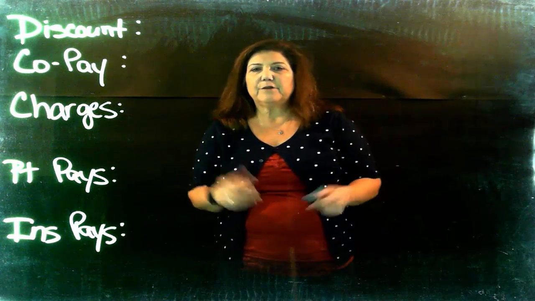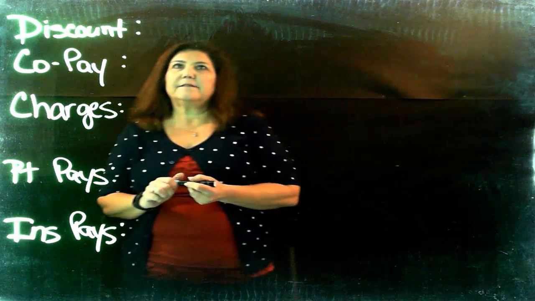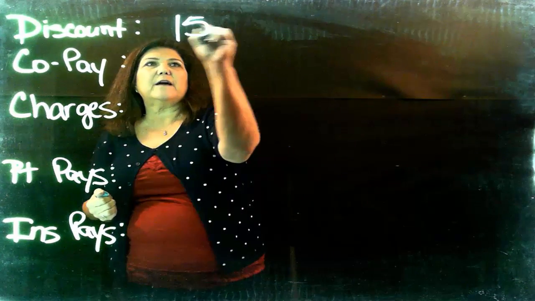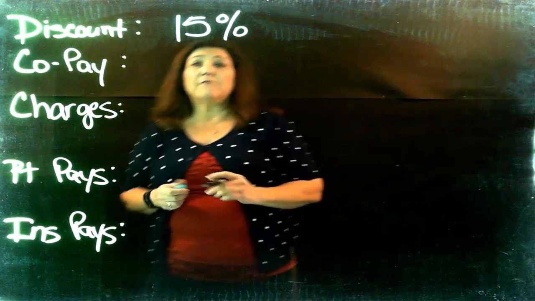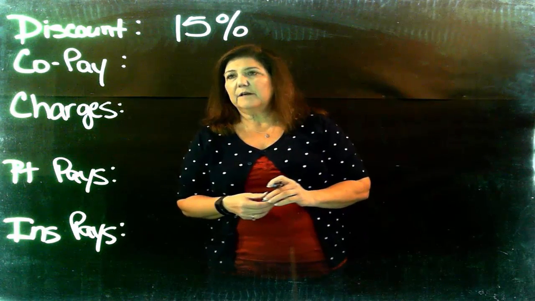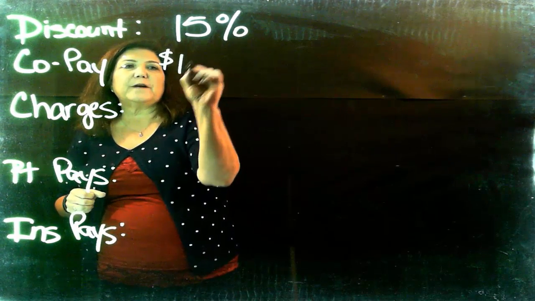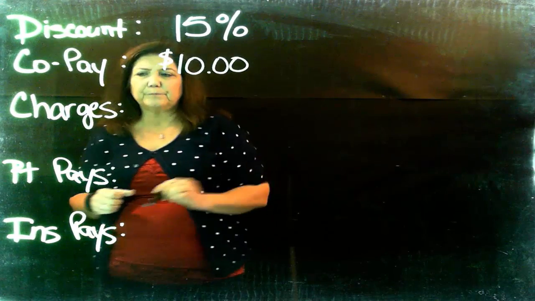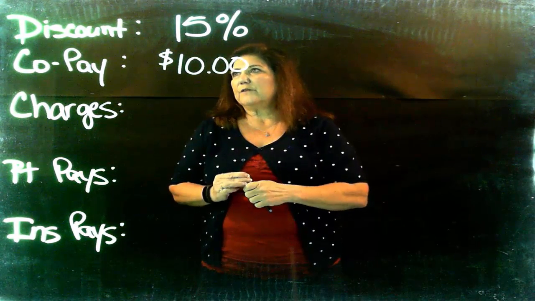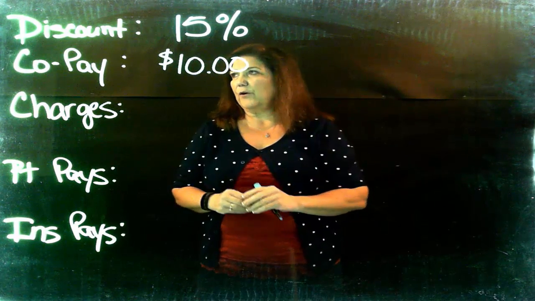So let's say we have a patient that comes into the office and they have a plan that says that they're going to get a 15% discount off of what the physician's charges are going to be for those particular visits. And let's say they have a copay of just a straight $10. So that's a little bit different than another way to look at it. So we've got a discount of 15%, and then the patient's going to pay a flat $10 copay.